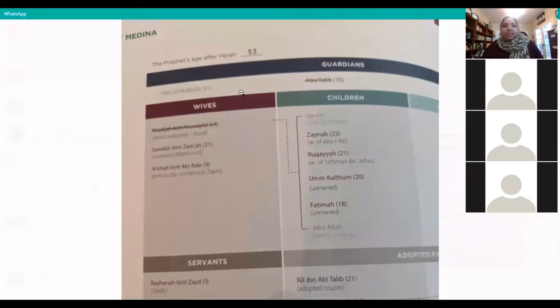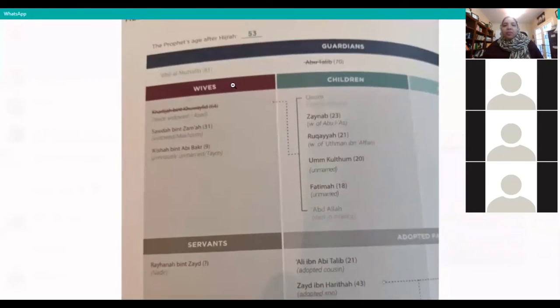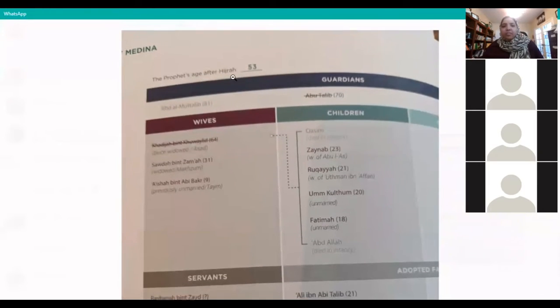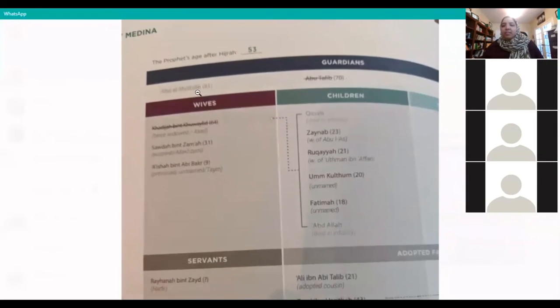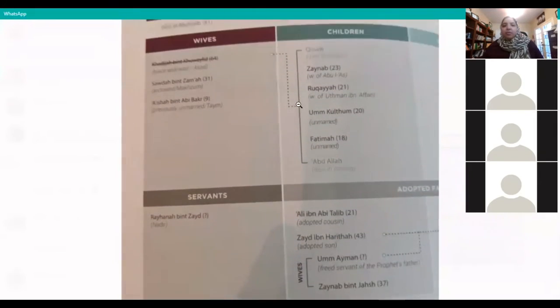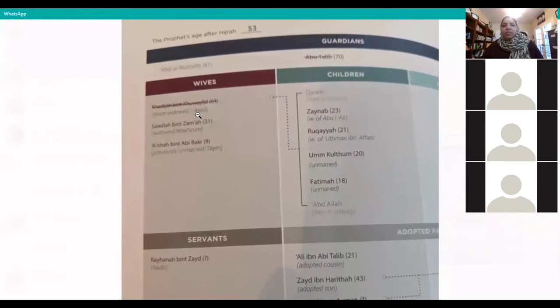What's nice about this book is every section or so it gives the family situation of the Prophet according to his age. So this is not the first chart of the family. This one is when he's 53. But if you look at the other sections, they also have charts about how his family looked at that time. So there's one of the original ones I think we went over with Khadija, when she was alive.